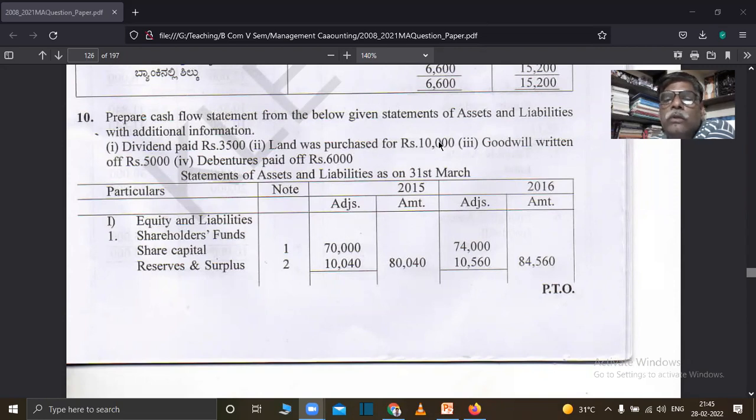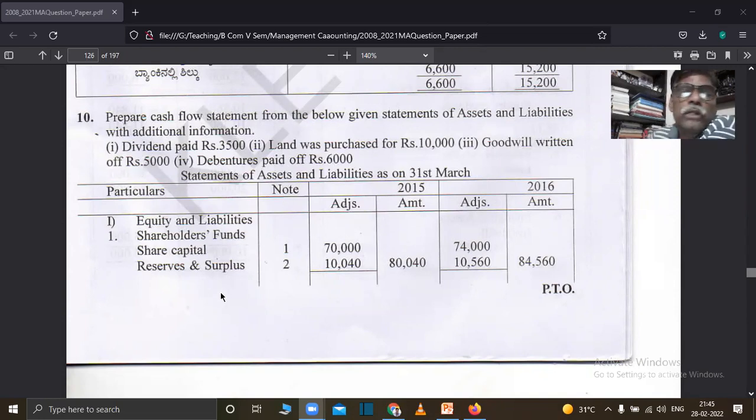Land purchased, this is the investment activity. You have to take in the investment activity. Goodwill written off, non-operating. You take in the non-operating. Debenture paid off. Debenture paid off is a financial activity, outflow. Okay, like this you have to take these items.